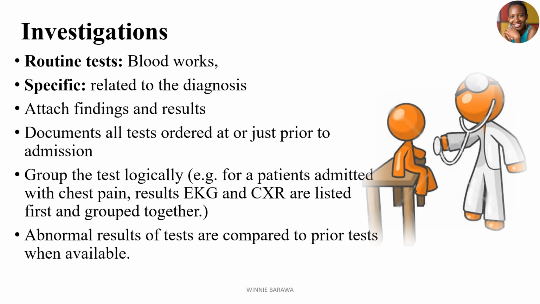And then normally abnormal results of your test are also compared to prior tests if they are available. So if your client describes that they were admitted maybe some time back and they're coming in for a readmission process, you may want to compare prior checks that were done on them with the current checks. If there's a severity detected, you can see how to handle it. If it's just the same, then you can check on which steps to take forward. But on the investigation bit, you provide all the investigations that were done and attach the findings and the results.